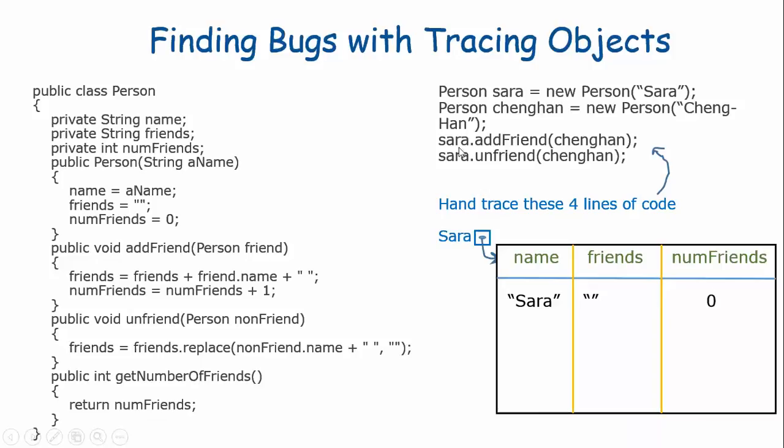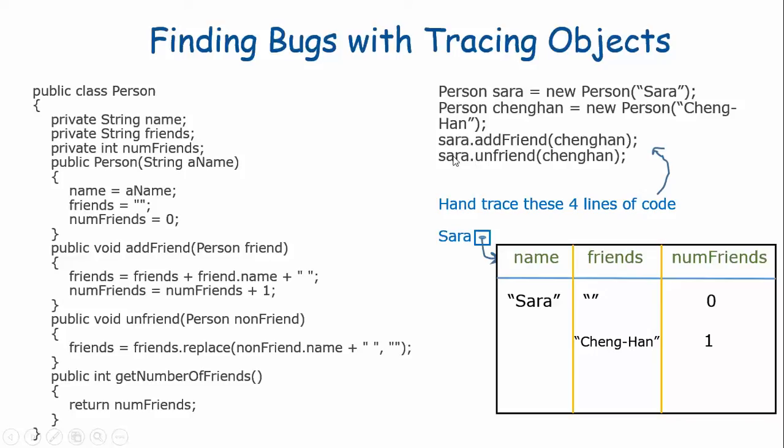The next step is Sarah.addFriend. So we are adding Chenghan to addFriend. And as you can see here, addFriend is receiving Chenghan as a person object. And then we are taking the person's name, separated with a space, adding it to friends. So the new friends value should become somewhat like this, Chenghan space, as we can see here. Okay, and then the new value of num_friends becomes 1.